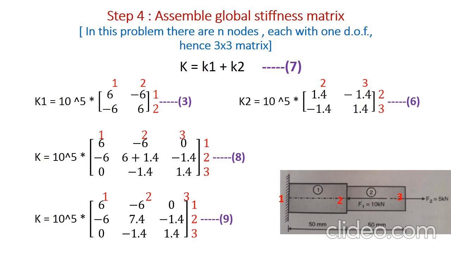Similarly 3 1. You can observe there is no element in equation number 3 as well as in equation number 6 which has location as 3 1. So that element will become 0. Similarly, we will place all elements.